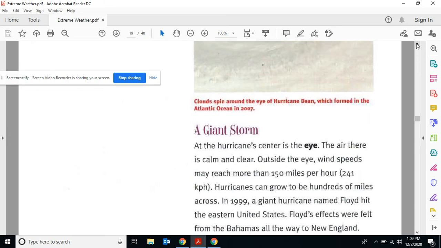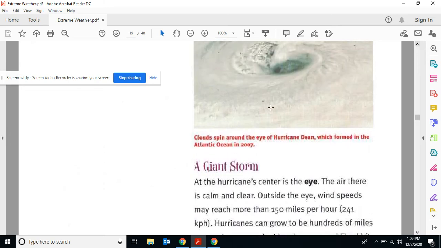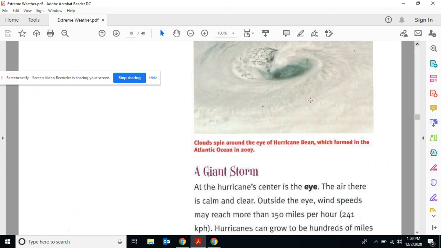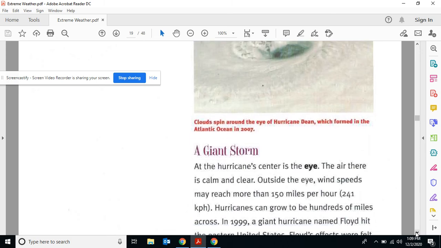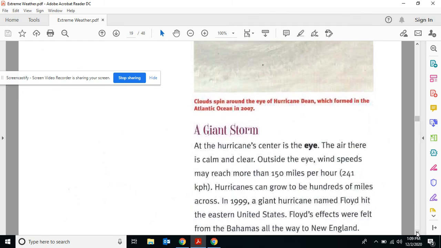And here's page 19. We have another photograph up here. Clouds spin around the eye of Hurricane Dean, which formed in the Atlantic Ocean in 2007. A giant storm. At the hurricane center is the eye. The air there is calm and clear. Outside the eye, wind speeds may reach more than 150 miles per hour, or 241 kilometers per hour. Hurricanes can grow to be hundreds of miles across.